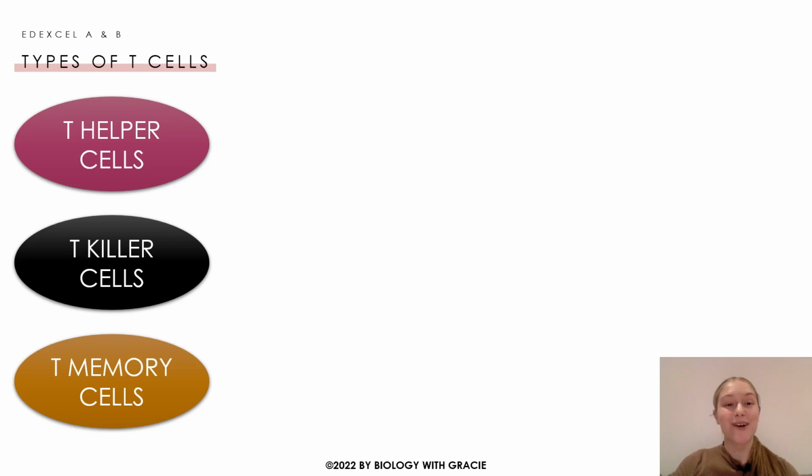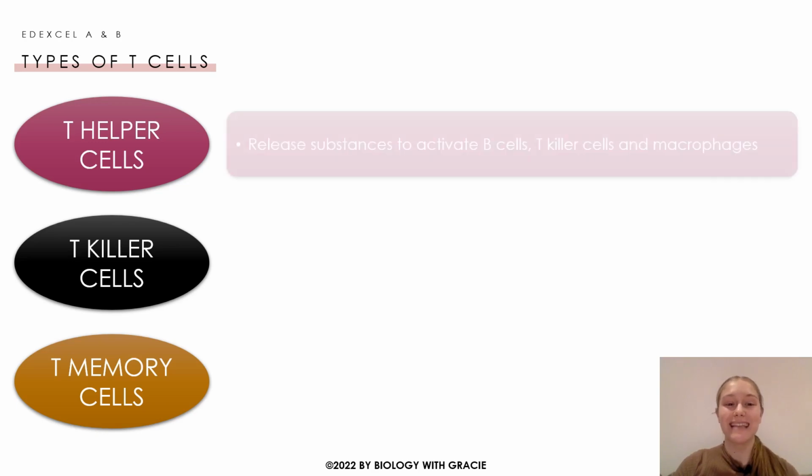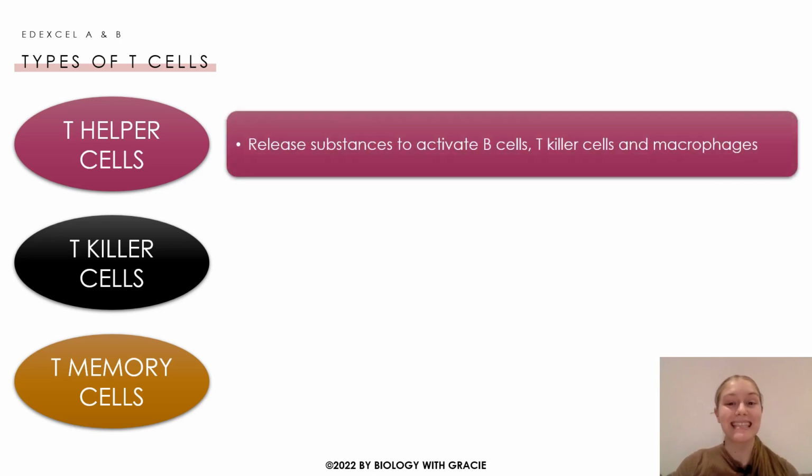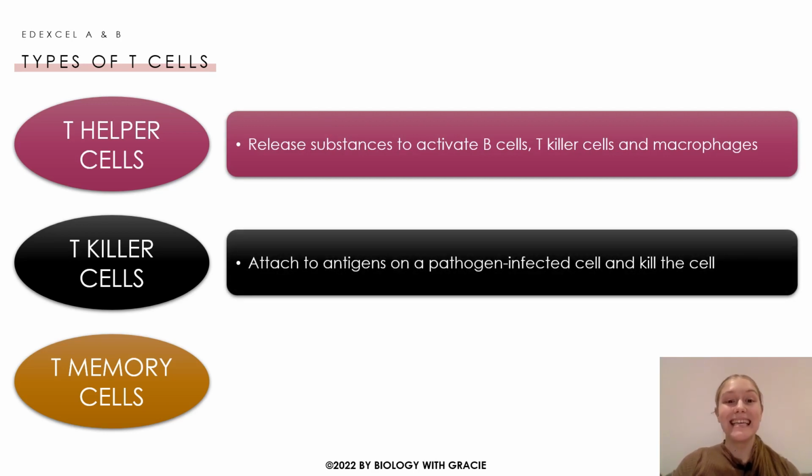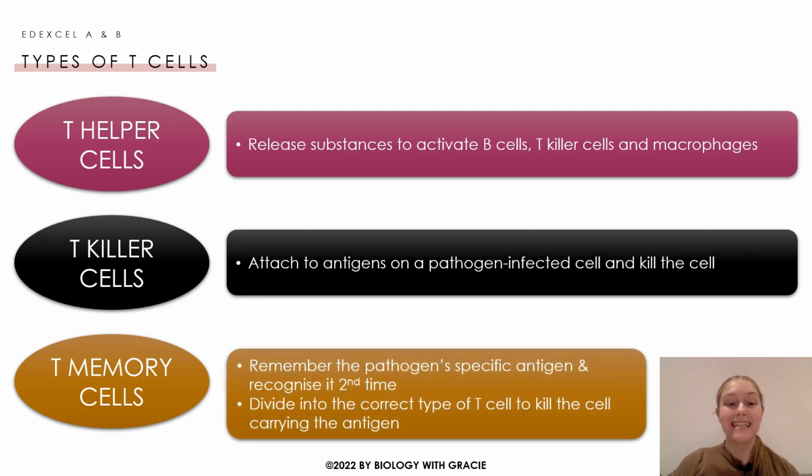Okay, so now we're going to go through the answers. So T helper cells, they release substances to activate B cells, T killer cells and macrophages. T killer cells are the cells that attach to antigens on a pathogen-infected cell and kill the cell. And then T memory cells are the ones that remember the pathogen-specific antigen and recognise it that second time around, and they're able to divide into the correct type of T cell to kill the cell carrying the antigen.